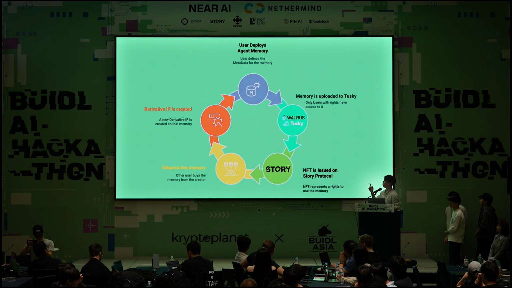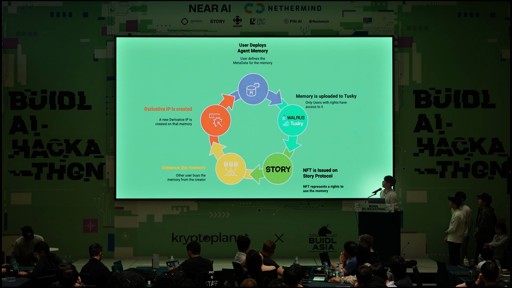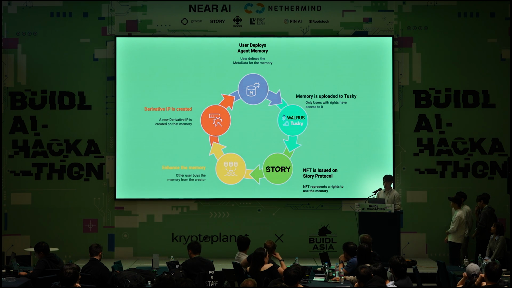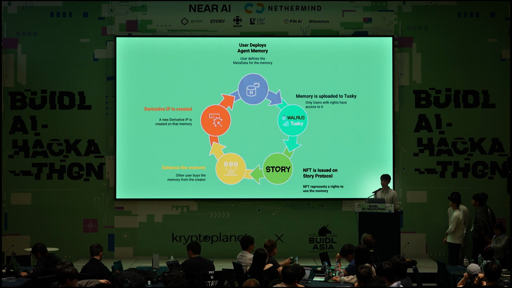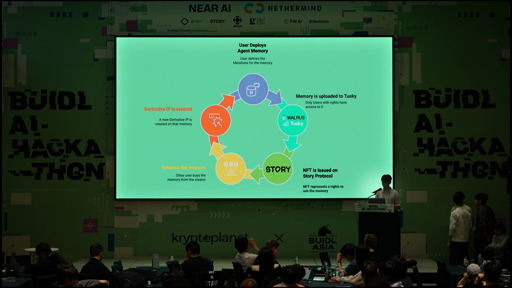This is the whole flow, which is kind of easy. We're starting from the top, going clockwise. The user deploys agent memory, and the memory is uploaded on Tusky, and after that, an NFT is issued on Story Protocol. That NFT represents the ownership of that memory. After that, people buy that IP, enhance the memory, and redeploy it. That's when, as I told you before, the derivative IP is created. So the circle goes on. This is the basic incentive model to encourage people to maintain that memory.